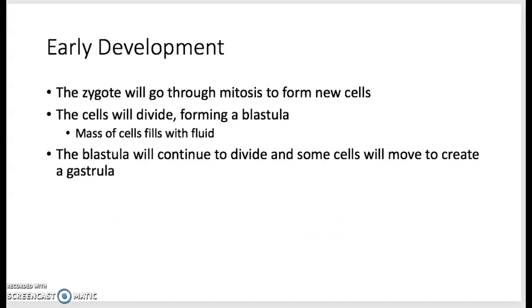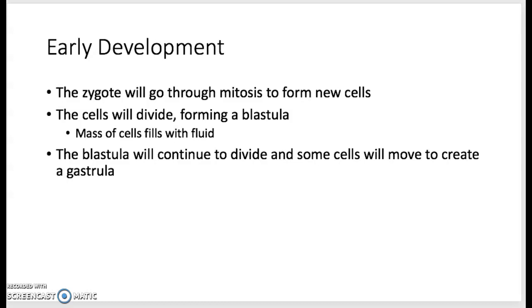So early development. The zygote, the fertilized egg, is going to go through mitosis and it's going to form new cells. So remember prophase, metaphase, anaphase, telophase, all that good stuff. The cell's going to divide, and this is going to form a blastula, which is basically just a mass of cells. This is going to continue to divide, and it's going to create a gastrula.